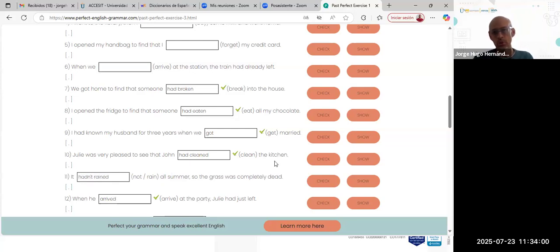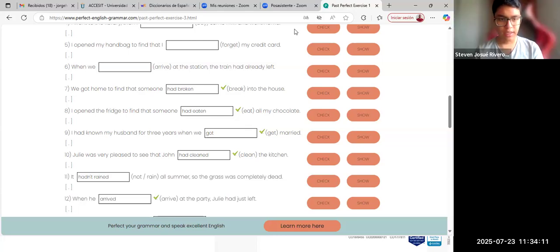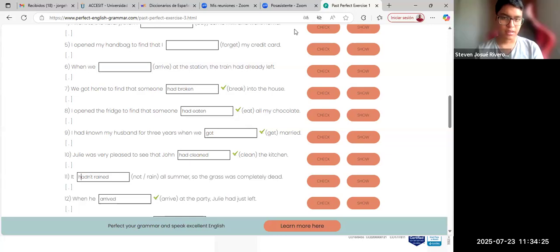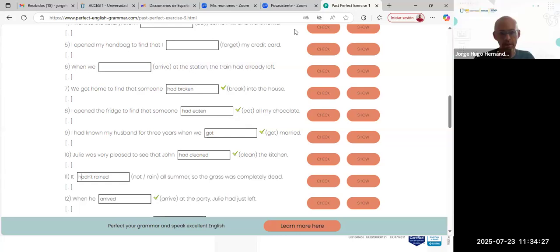Okay, let's continue. Steven, number 12. Okay, when he arrived at the party, Julie had just left. Julie had just left. Just. When arrived at the party, Julie had just left. Okay, here.